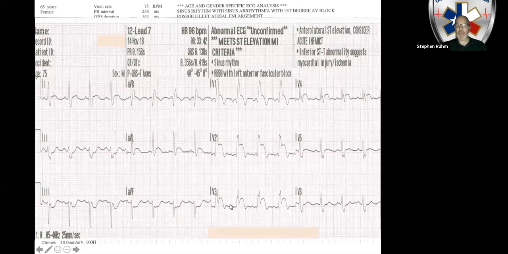This is clearly a pattern of LAD occlusion. You can see ST elevation in V1, V2, V3, V4, and you can see some reciprocal changes down here in leads 2, 3, and aVF.